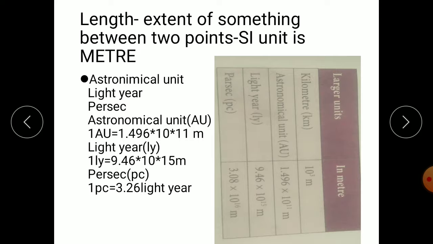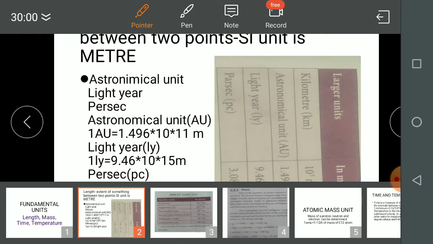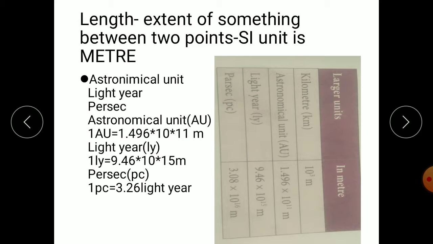Then the second one is light year. Light year means the distance traveled by light in 1 year in vacuum. So per year, the distance the light travels is our light year, which is equal to 9.46 into 10 to the power 15 meter.